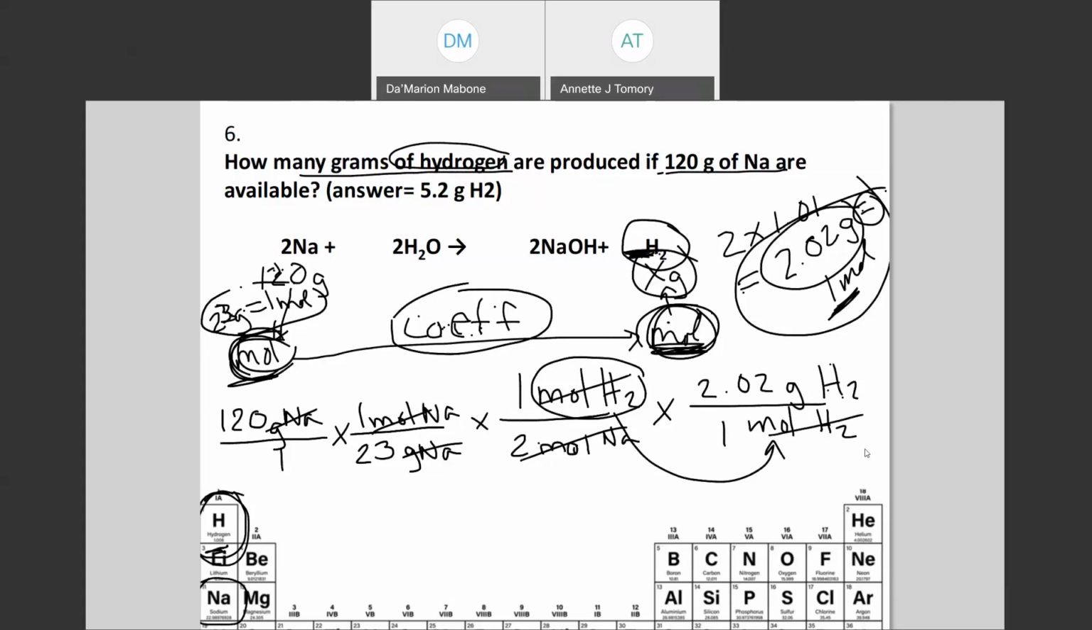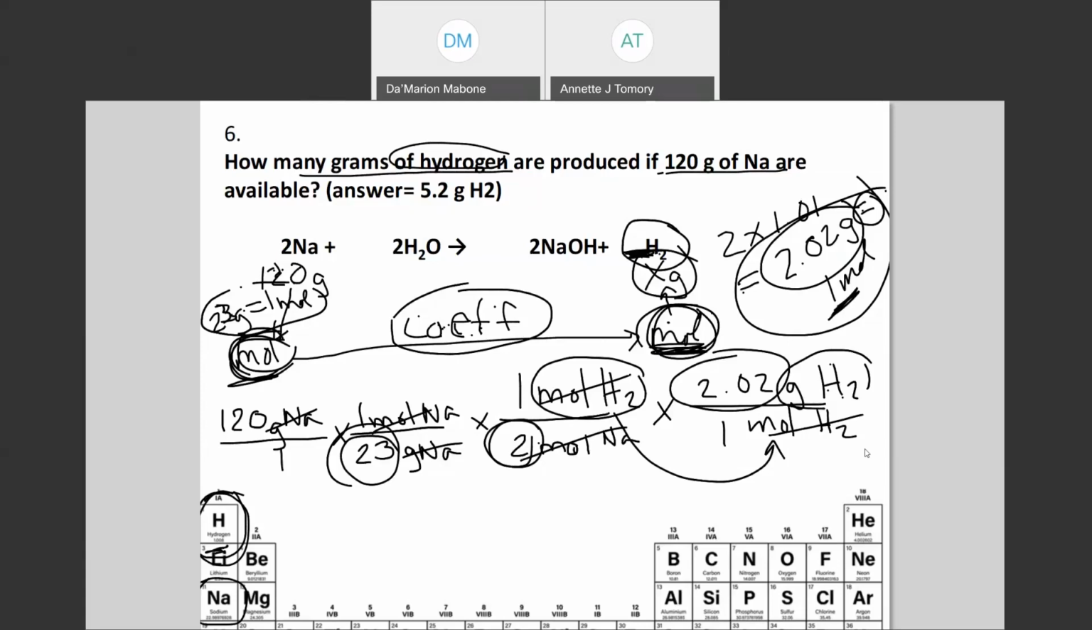Whew, this is a long one, right? Okay, so now we have it in grams of H2 on the top. That's what we're looking for. Now we can put it into our calculator. 120. 23 is on the bottom, so we're going to divide by 23. 2 is on the bottom, so we're going to divide by 2. And then 2.02 is on the top, so we're going to multiply by 2.02. So it'll be 120 divided by 23 divided by 2 times 2.02.